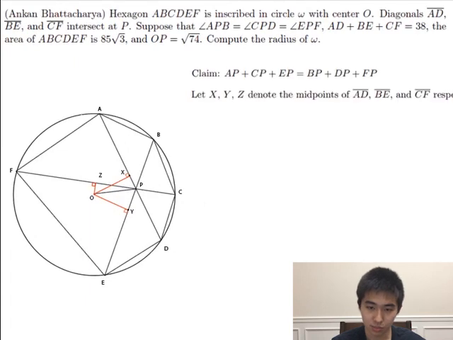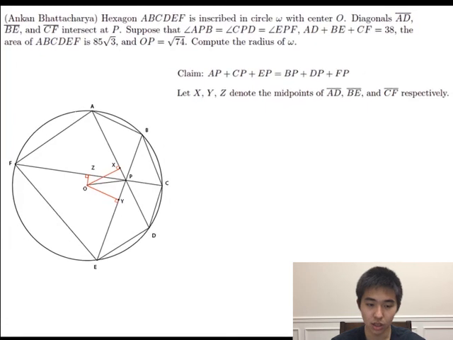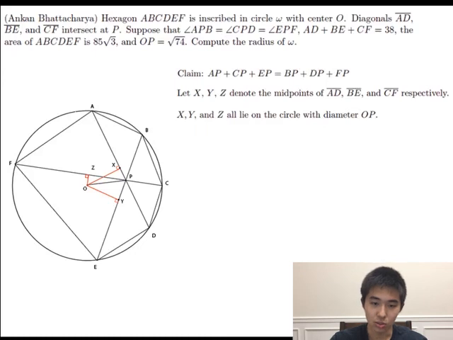So notice that since they are the midpoints, then OZ is perpendicular to CF, OX is perpendicular to AD, and OY is perpendicular to BE. And notice that because of these perpendicularities, then X, Y, and Z all lie on the circle with diameter OP.